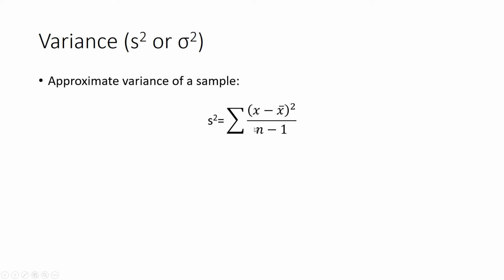This is a correction which is made. There is, I believe, some mathematical proof as to why this is the right way to do it, which I'm not going to go into because this is applied maths. But essentially, you don't divide by n, you divide by n minus 1.